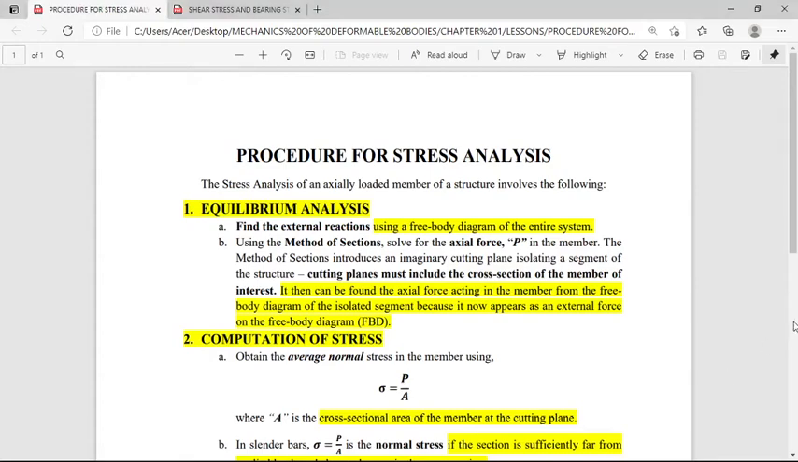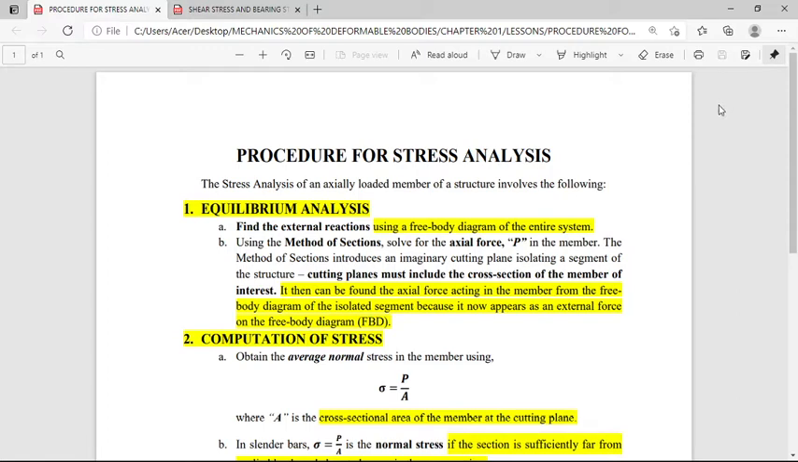Hello, good day everyone. So I am discussing the procedure for stress analysis. Actually, this is only a review from your previous topic. So the stress analysis of an axially loaded member of a structure involves the following.